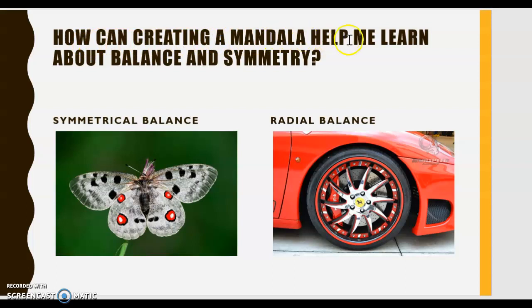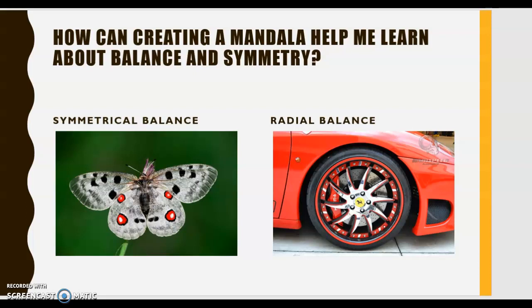How can creating a mandala help me learn about balance and symmetry? There are 3 types of balance: asymmetrical, symmetrical, and radial. We're just going to learn about two of those types today. Symmetrical balance is basically when you have a line of symmetry, like on this butterfly, and on each side of the line of symmetry, it's the exact same shapes and colors. Radial balance is when there's a central point and lines and shapes radiate from that central point. That's why it's called radial balance, because these lines are radiating from the middle point.